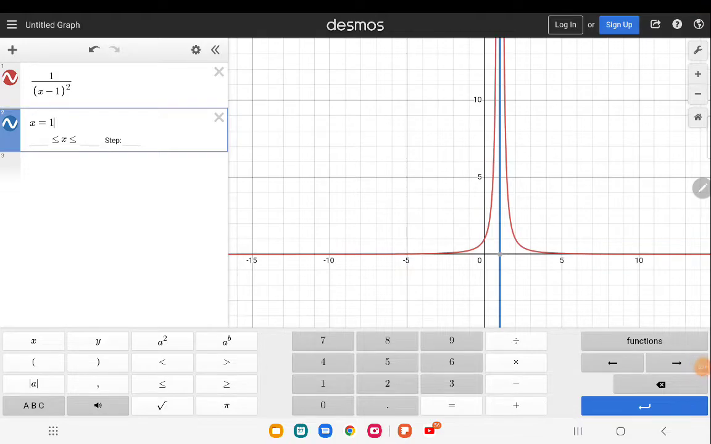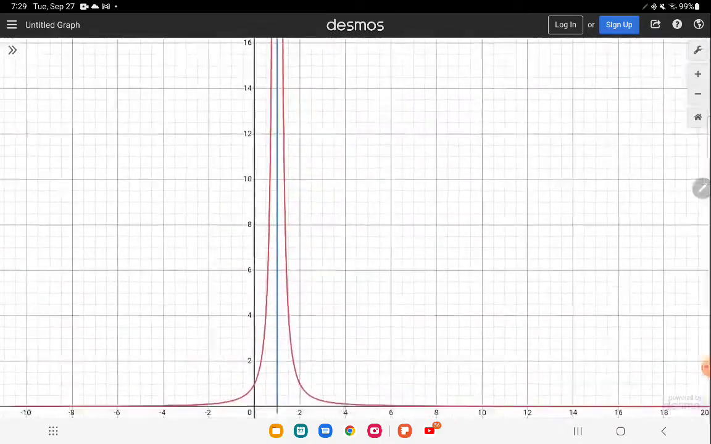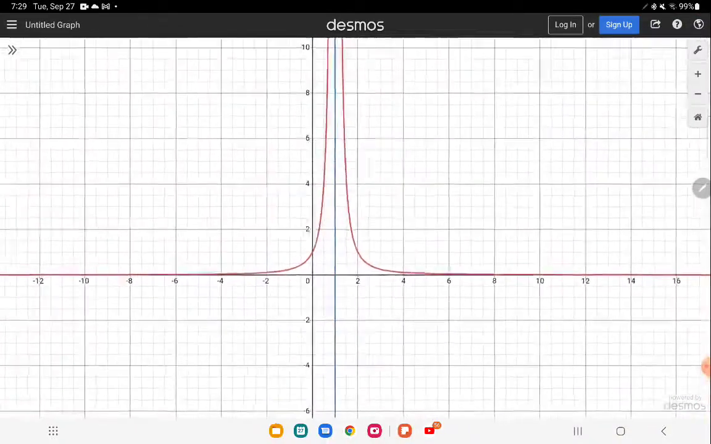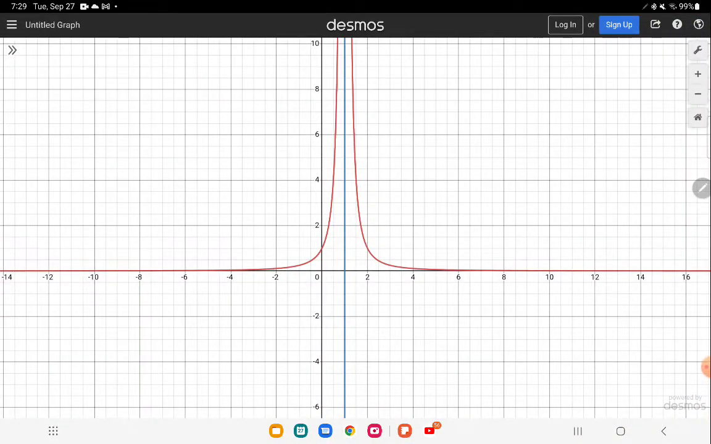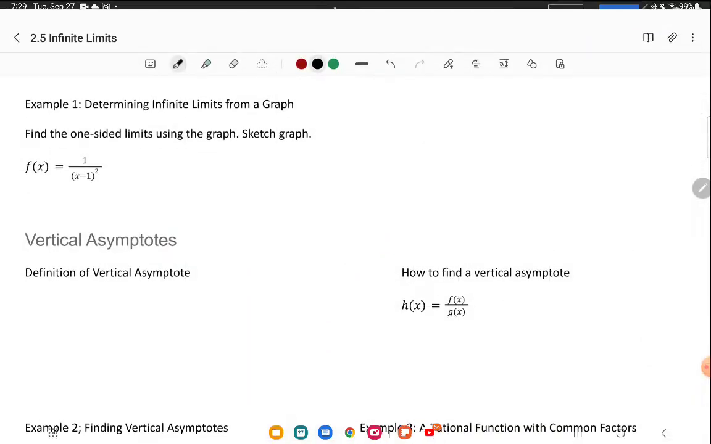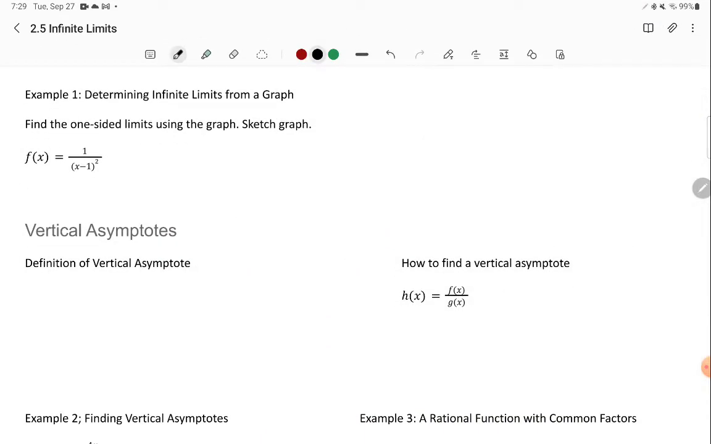So here we have our graph of 1 over x minus 1 quantity squared. And then I went ahead and graphed x equals 1 as well, so we can see where that vertical asymptote occurs. If we look at our one-sided limits, you notice from the left, it's approaching positive infinity, and from the right, it's also approaching positive infinity. So when we come back here to find our one-sided limits, we would say the limit as x approaches 1 from the left is equal to infinity. The limit as x approaches 1 from the right also equals infinity.